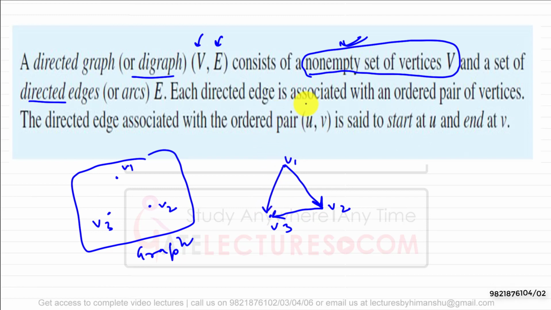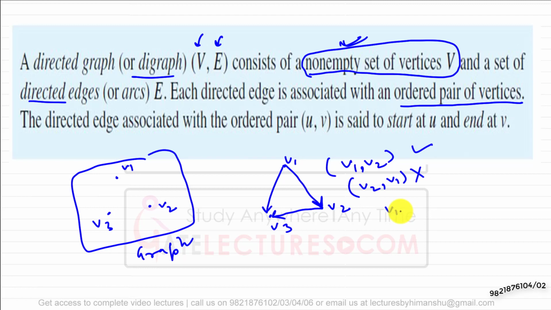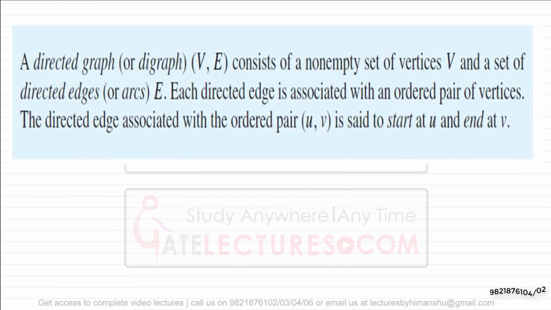Each directed edge is associated with an ordered pair of vertices. Ordered pair means between v1 and v2 we can have an edge, but between v2 and v1 we do not have an edge. So the ordered pair (v1, v2) is not at all equivalent to (v2, v1). These 2 ordered pairs are not equal. That is why when we represent the set of edges, it should be an ordered pair.